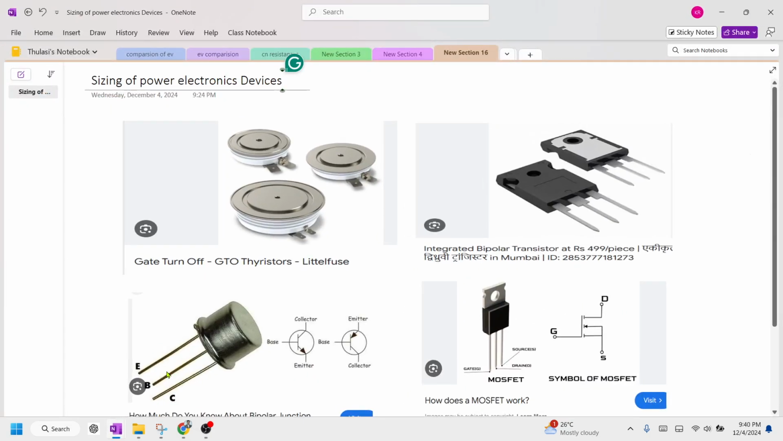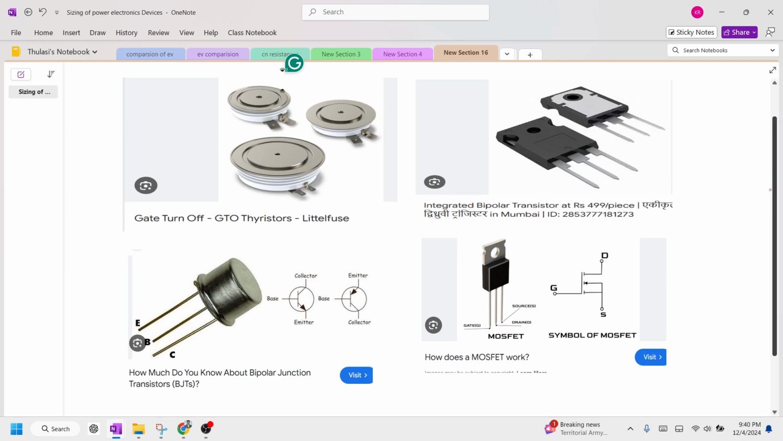Hi everyone, good evening. Today we are going to discuss the sizing of power electronic devices. How does the size of power electronic devices have to be selected? We have multiple power electronic devices like the gate turn-off thyristor and the insulated gate bipolar transistor, and we have BJTs, bipolar junction transistors, and we have MOSFETs.